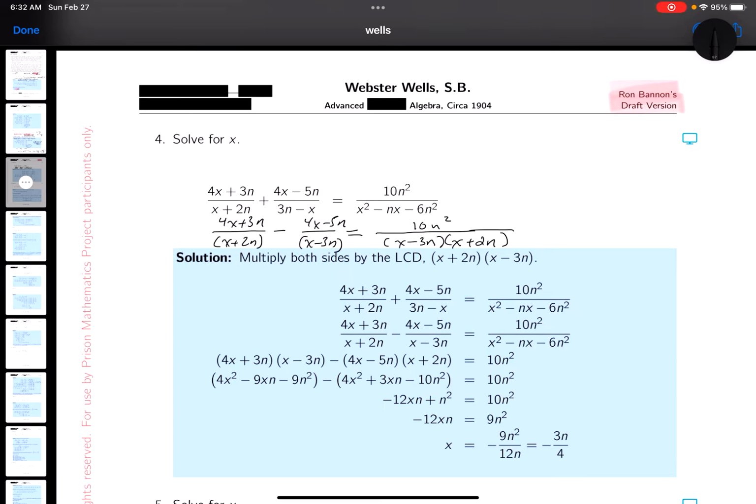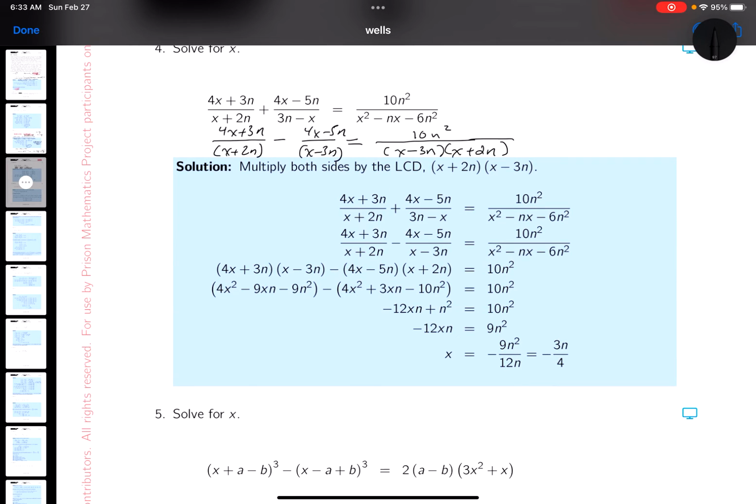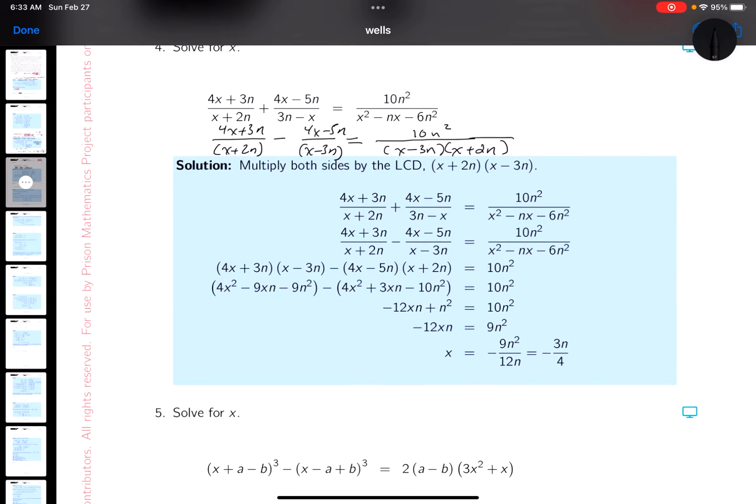All right, this is a more difficult problem. And there are a couple of things you could do. I mean, you could do a long division. I'm not going to say that's going to really work out too well for you, but you could do that. We've done that in the past. What I'm going to do is just straightforward multiplication of the LCD. And the LCD in this case is just going to be x minus 3n. And then you can get x plus 2n.